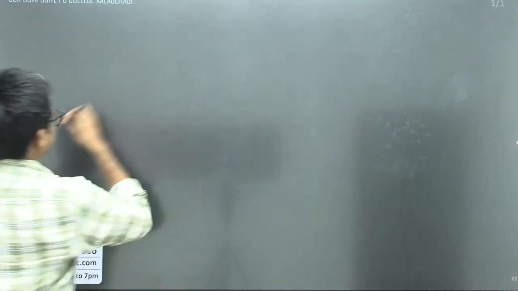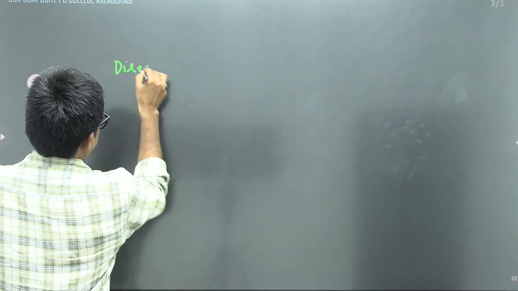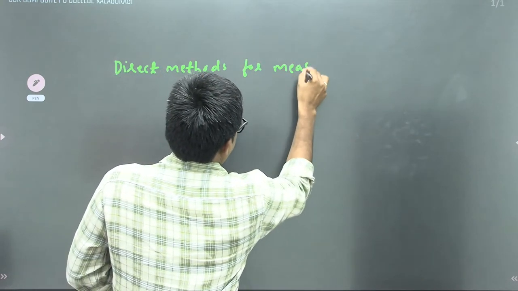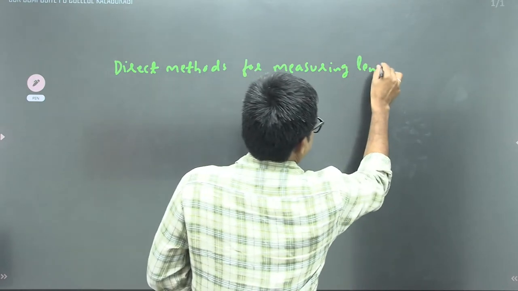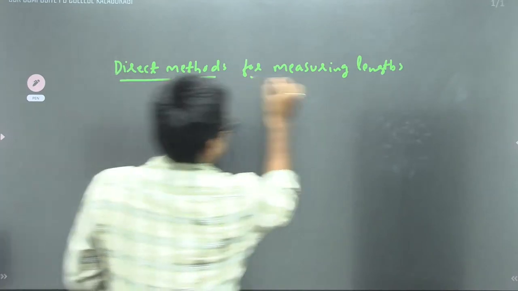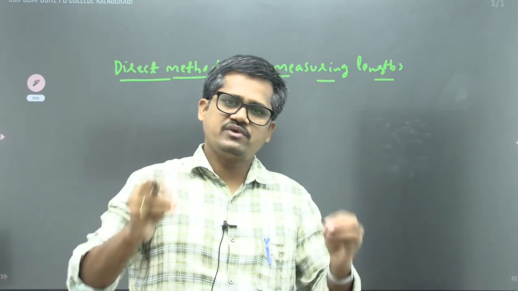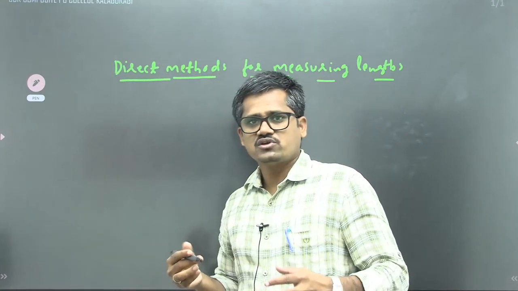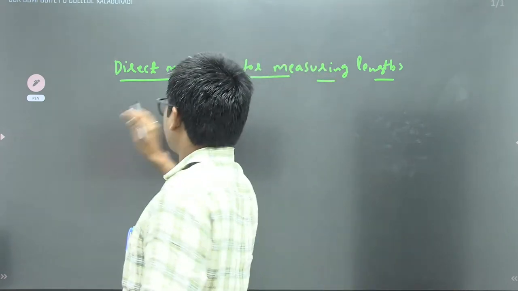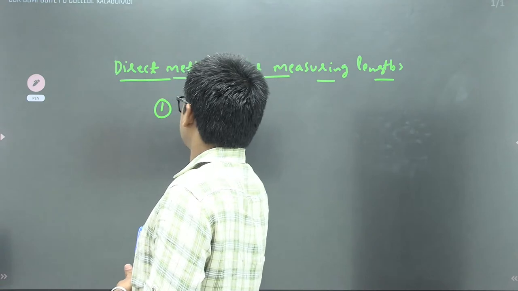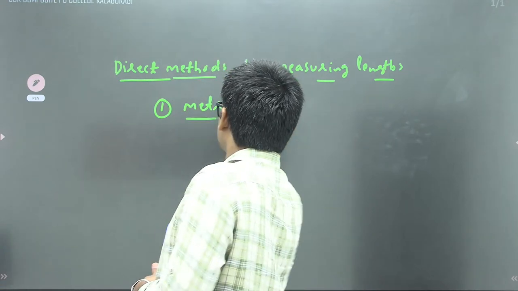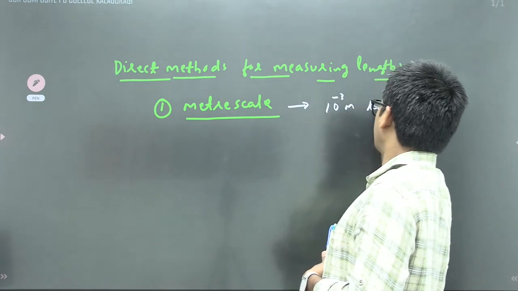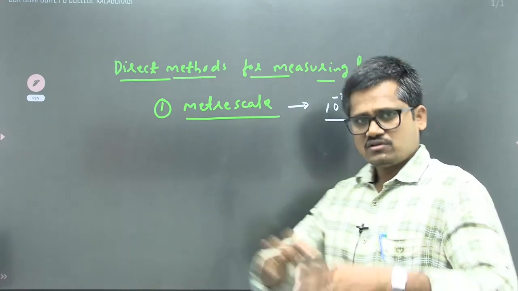Okay, so direct methods for measuring lengths. Let me take the first one now. In direct methods, we measure intermediates. As far as length is concerned, what are the instruments we use for finding that intermediate length? In the direct method, the first is the meter scale. Using this meter scale, we measure lengths of the order of 10 to the power minus 3 meter, and we can even take up to 10 to the power 2 meter. In that range, there are direct methods.